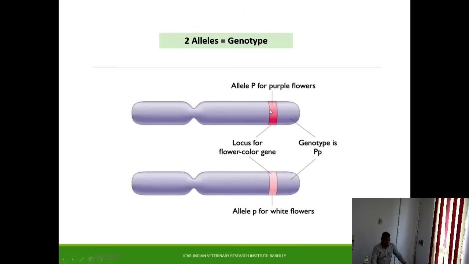Now here you can see that this is capital P, this is small p, and this is the genotype, capital P, small p, whereas capital P is one of the alleles and small p is another allele. So allele is nothing but the alternative form of a gene.